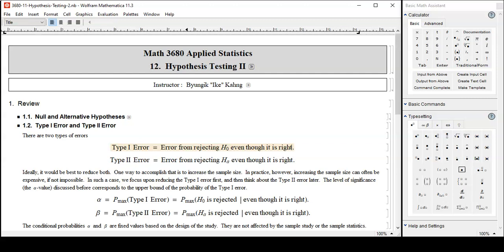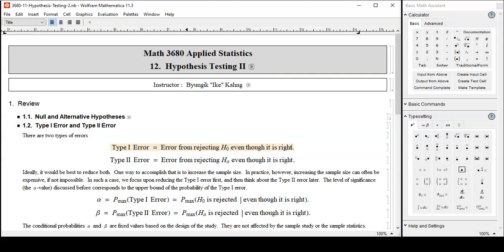Now, what if H0 is right? If I called H0, then no error, no problem there. But if I rejected it, then that's an error, and that's called type 1 error. Error from rejecting the null hypothesis, even though it is right. Now, null is right. That case we covered.